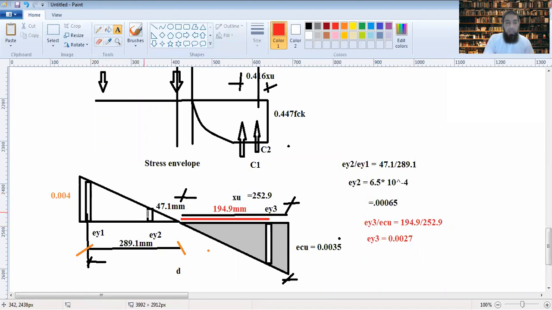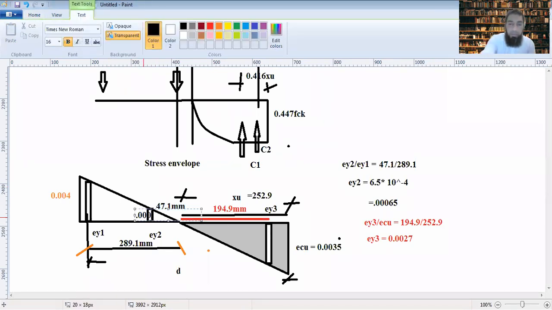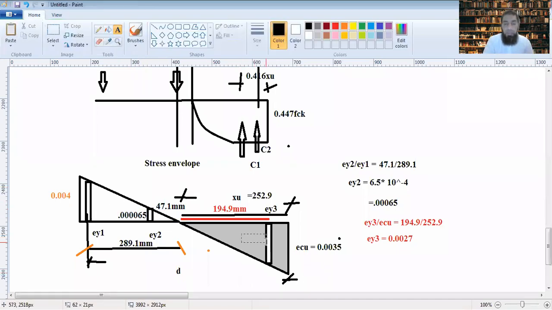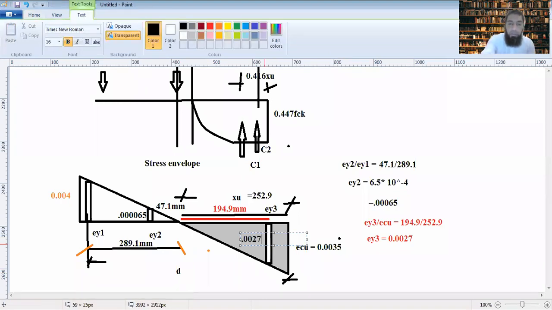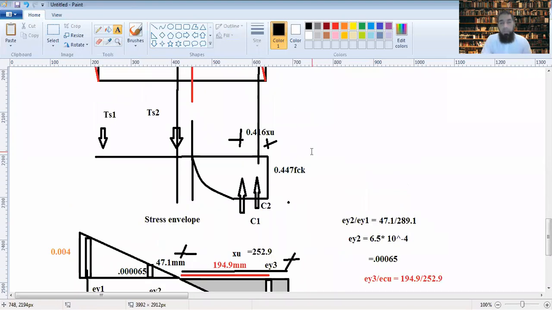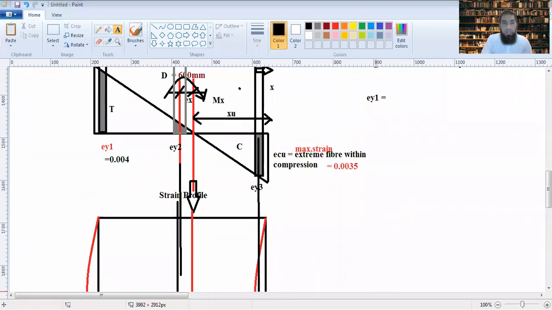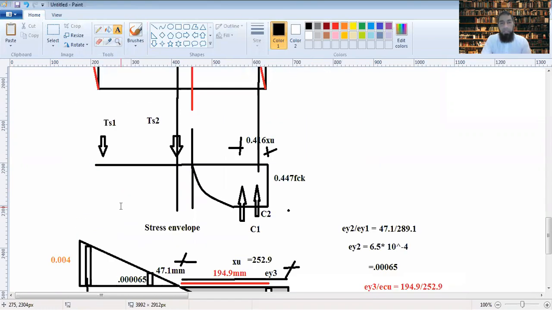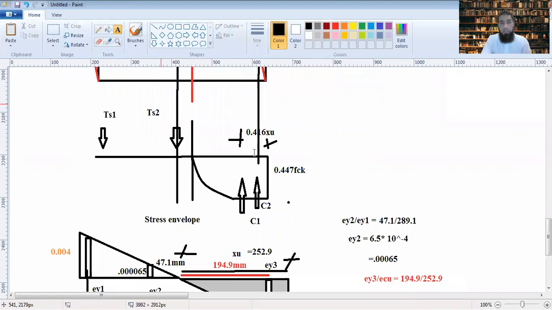So we have got the values of the strains: EY1 is 0.004, EY2 is 0.00065 and EY3 is 0.0027. Next you calculate the design stresses corresponding to all these strains. Now we have the stress envelope here. Corresponding to these, how do we calculate the stresses for steel bars?